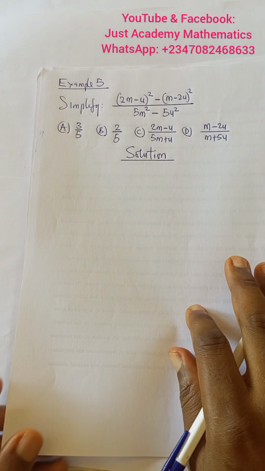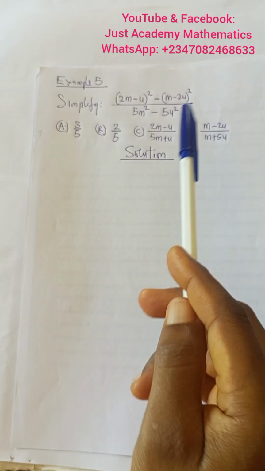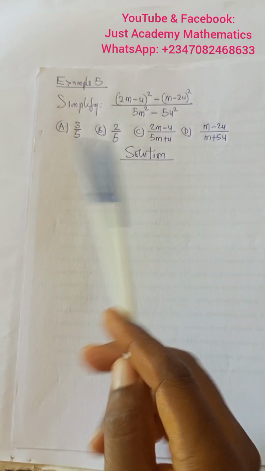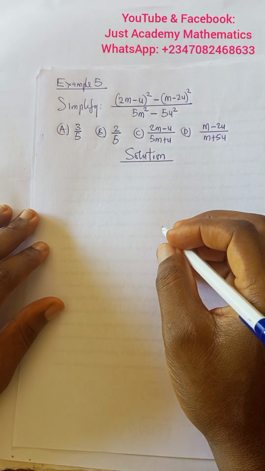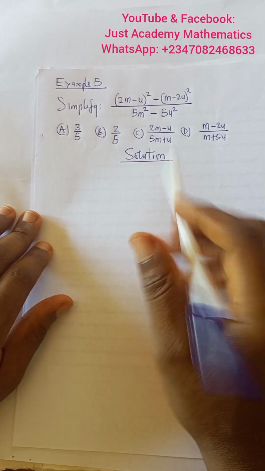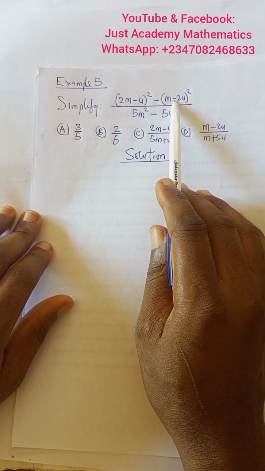Look at example 5. If you look at example 5 carefully, remember your antenna for difference of two squares will always be open, especially when you see squares. If you look at this numerator, difference of two squares is applicable. You look at the denominator, difference of two squares is also applicable. I will show you. The numerator, see this bracket as a value.